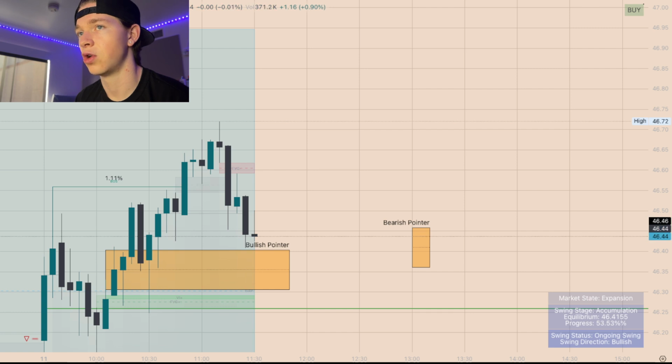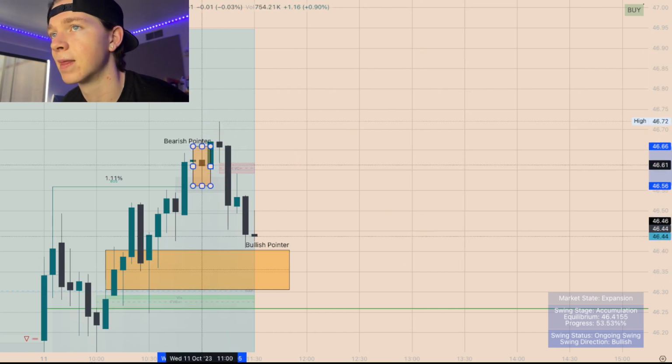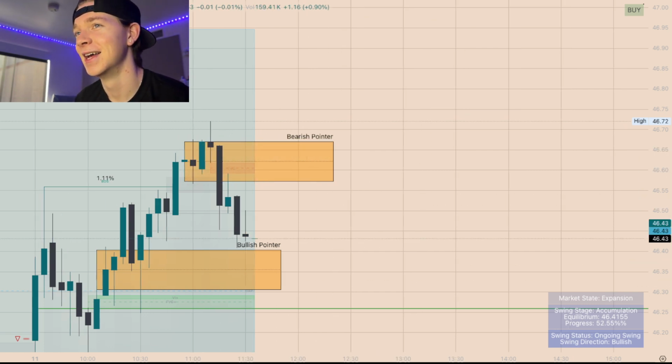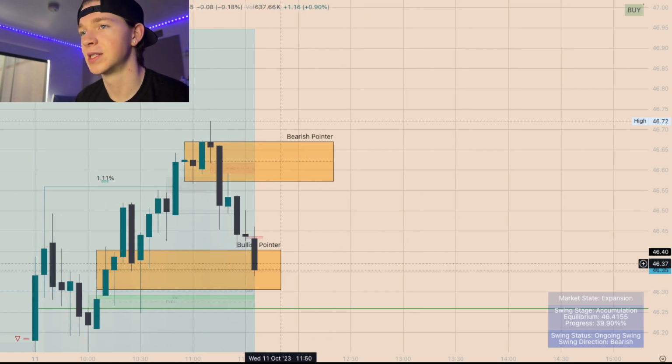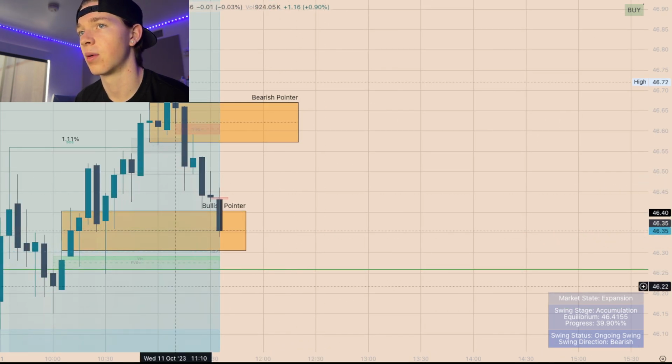Inefficient delivery, no bearish pointer to worry about though. Besides, whoops, didn't even realize that. There's a bearish pointer here. That is on me, fam. I didn't see that. Was not paying attention. Relatively inefficient to the downside now. First fair value gap right there.